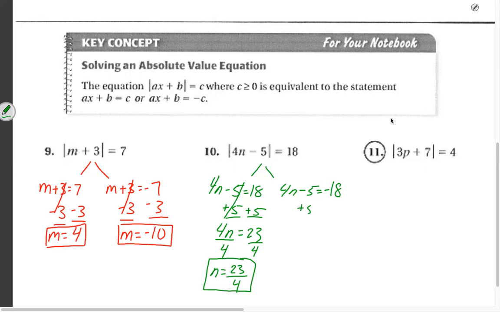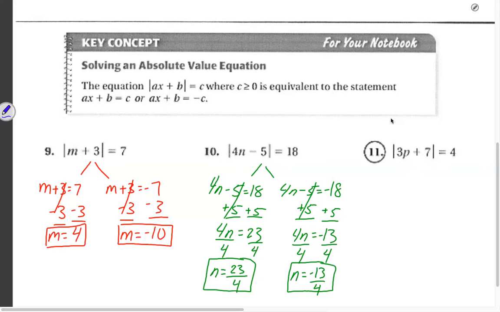So don't freak out about that. Here, I'm going to add 5. And that's going to give me 4n equals -13. Divide by 4. We get n equals -13 over 4. So again, I got 2 fractions here. I'm not freaking out because I know I did my work right.